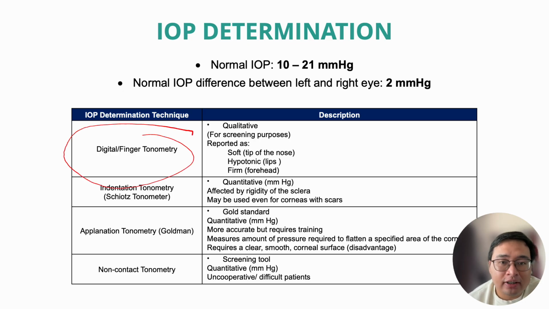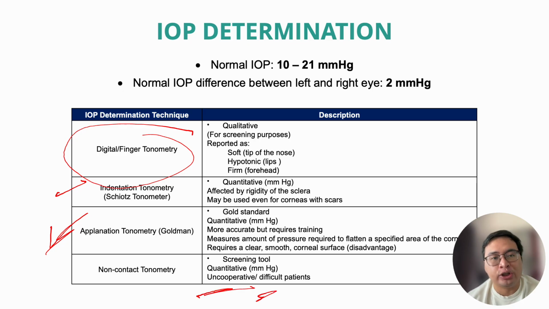But of course, if you rotate in ophthalmology, they have different tonometers there. You have the Schiotz tonometer, also known as the indentation tonometry. However, because you actually apply contact to the eye, you cannot use it for certain damaged corneas. The gold standard for tonometry is called Goldmann or applanation tonometry. And lastly, we have non-contact tonometry. Non-contact tonometry is for uncooperative or difficult patients.